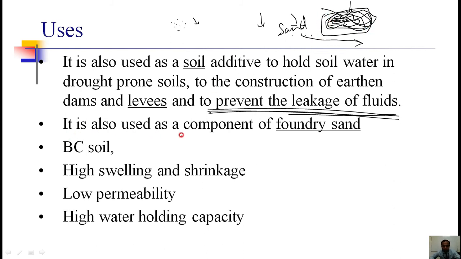Next, it is also used as a component of foundry sand. Foundry sand means the particular sand that mechanical engineers use for their purpose, for the burning of the iron there.